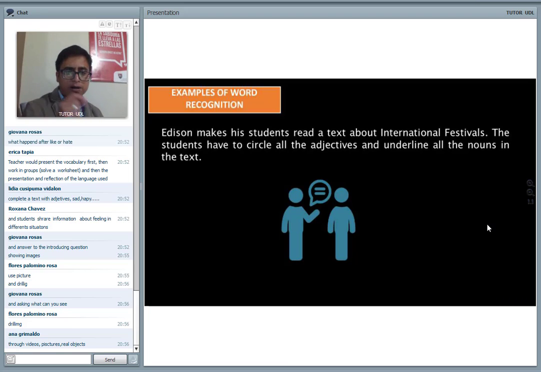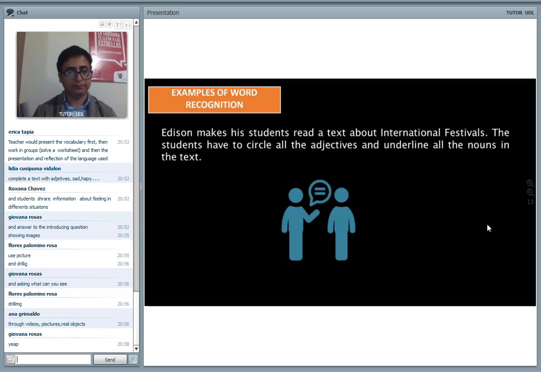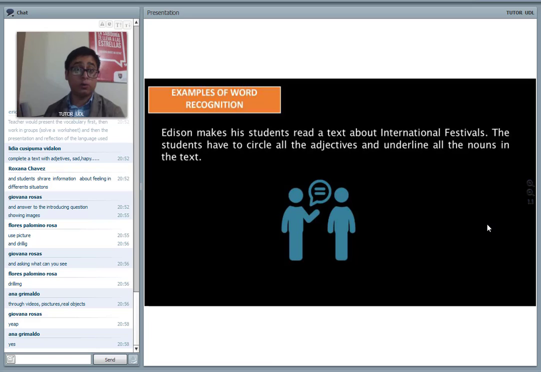Do you make students circle, underline verbs, or maybe actions, activities? Do you make them do this kind of activities? Okay, very nice. That's a good kind of technique. The name of that technique is word recognition. Please try to remember, especially because maybe in the exam you will have an example like this, and maybe you need to recognize the correct technique. So in this case, it's word recognition.